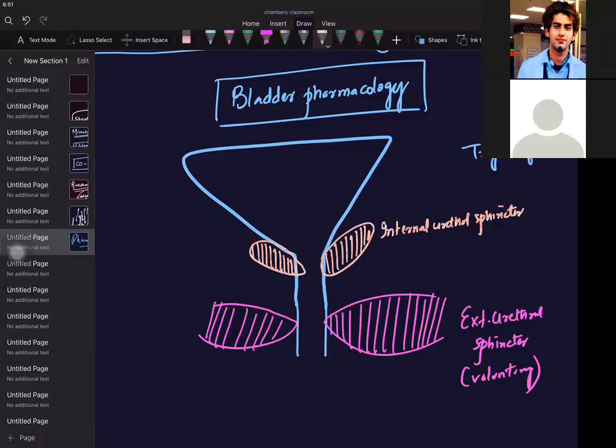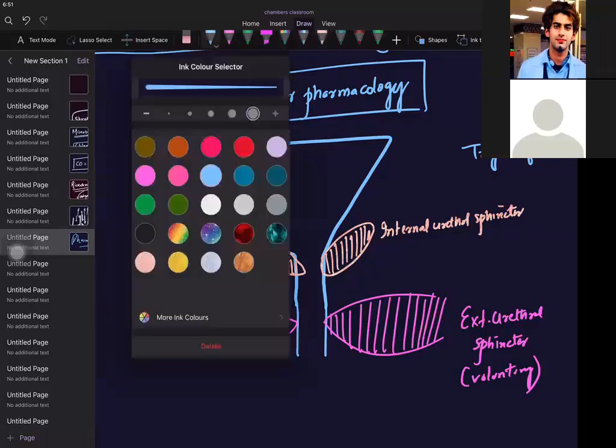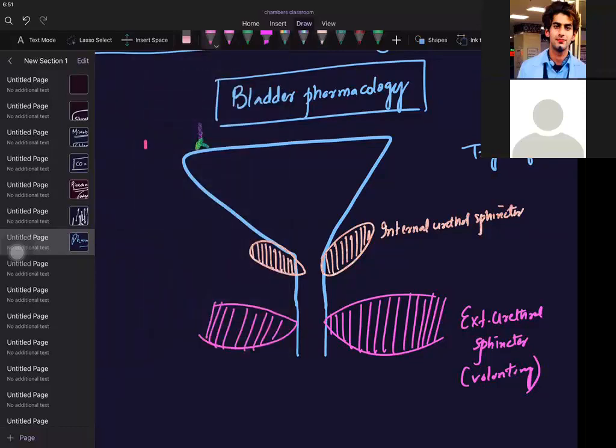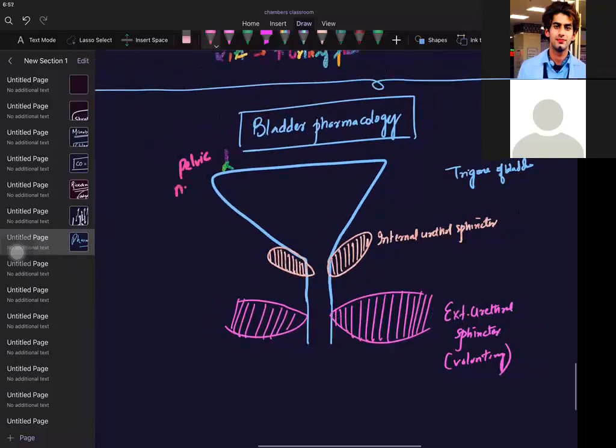Now I have taught you some receptors. Which nerve is supplying this place? The nerve supply is the pelvic nerve. The pelvic nerve is parasympathetic. P for pelvic, P for parasympathetic. It is a parasympathetic nerve.